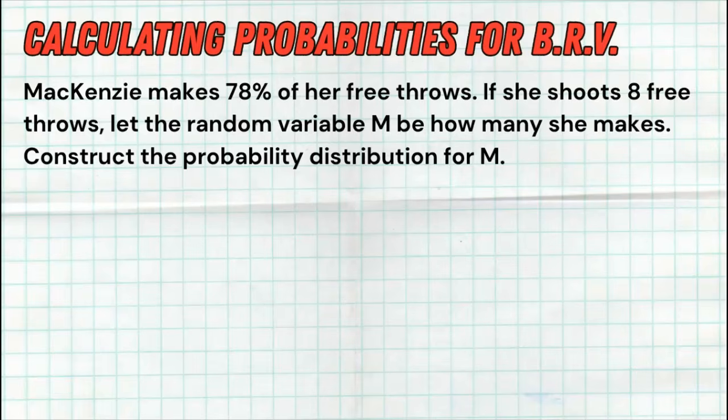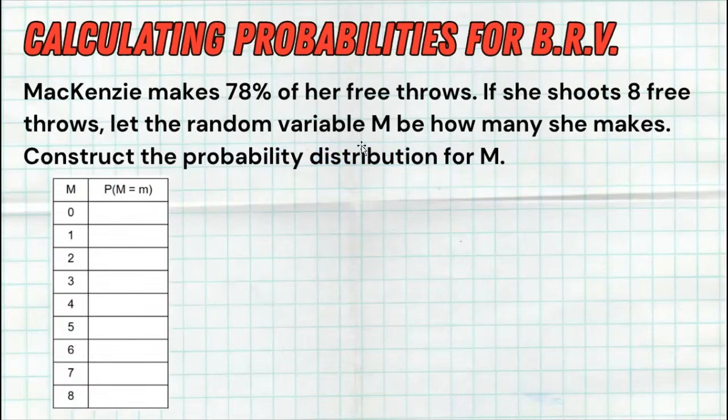All right, let's go back to Mackenzie. Mackenzie makes 78% of her free throws. If she shoots 8 free throws, let the random variable M be how many she makes. We want to construct a probability distribution. Now remember, a probability distribution is a list of all of the outcomes, and since binomial is discrete, we can make that list, but we also have to have all of the probabilities of those outcomes, and that's what we have to start teaching you right now.